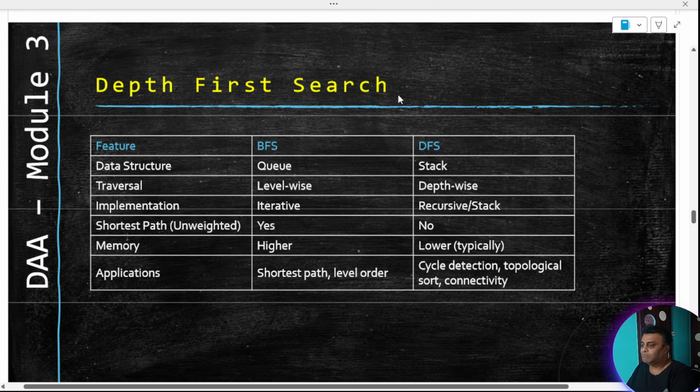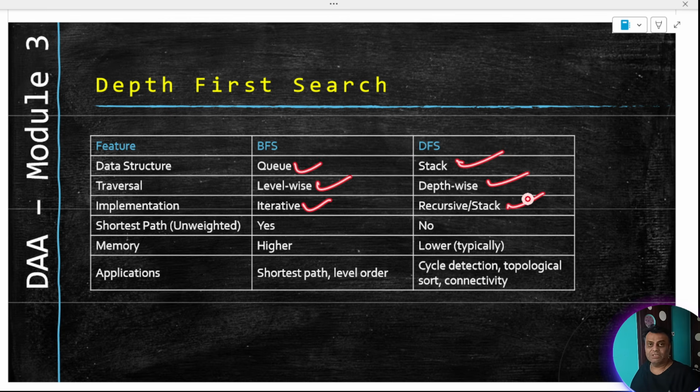And in between the comparisons of depth first search and breadth first search, we are aware that it is using queue, stack. This goes level wise, depth wise. This is iterative, this is recursive. We have done a recursive algorithm just now. The shortest path is used to be found through breadth first search. Breadth first search is used from a shortest path perspective.